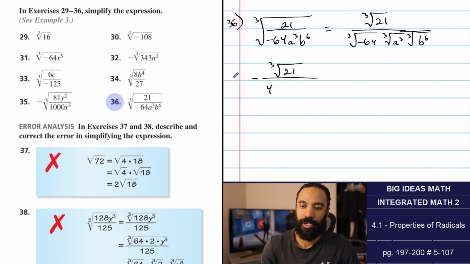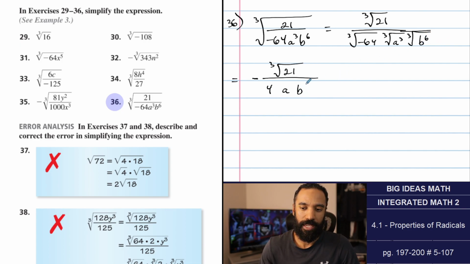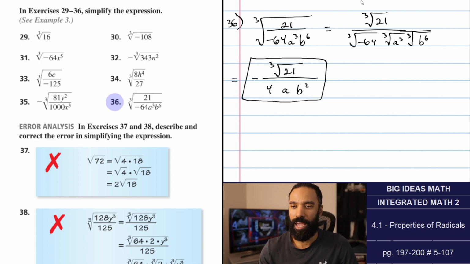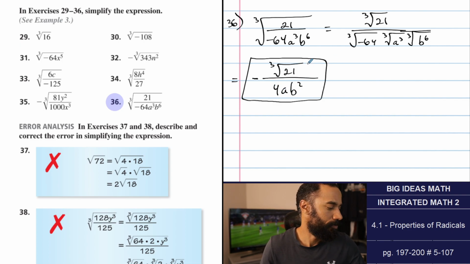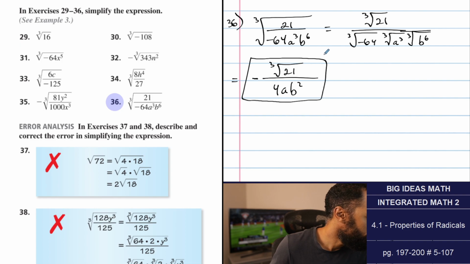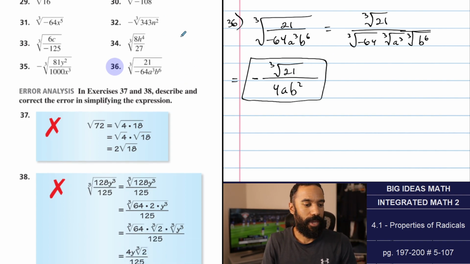This equals, sorry. Cube root of a cubed is a. Cube root of b to the 6th: 6 divided by 3 is 2. And you'll have, that is very spaced out, but 4ab squared on the bottom. 4ab squared. Okay. That's number 36.